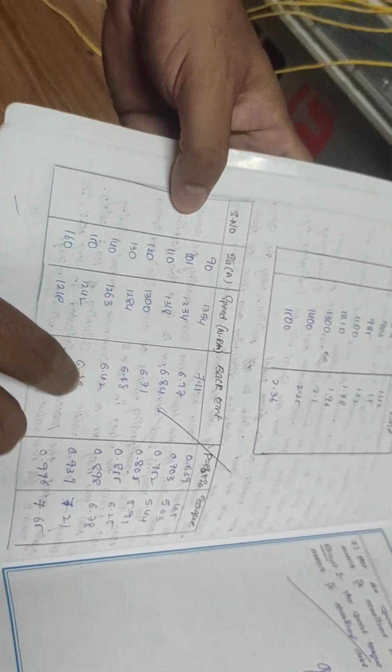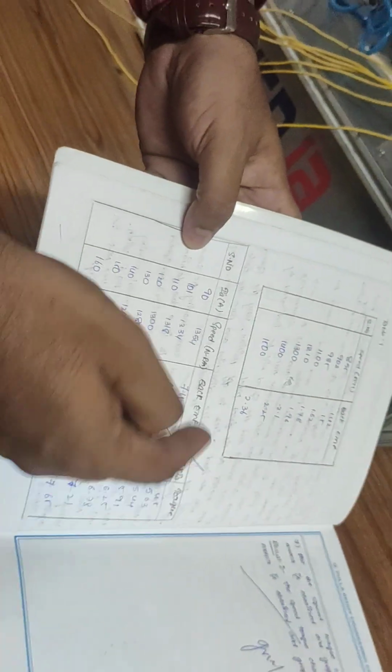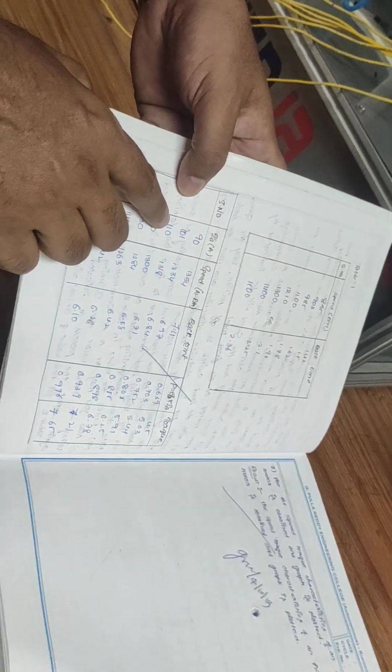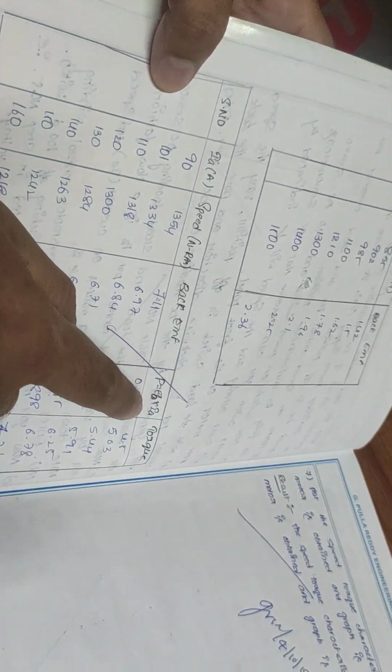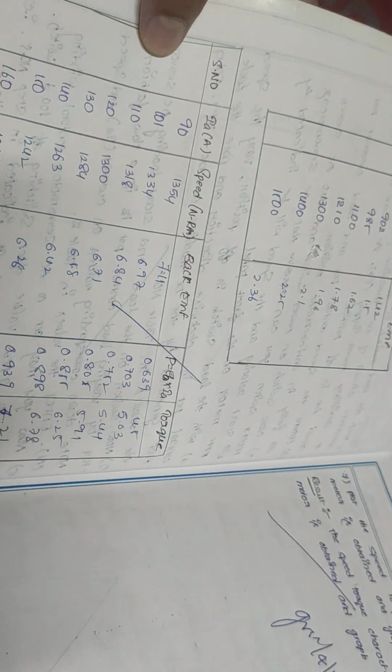Now from these three we have to find the power. Power is nothing but the product of back EMF and current. So power is equal to Eb into Ia, and then torque is equal to power by omega.